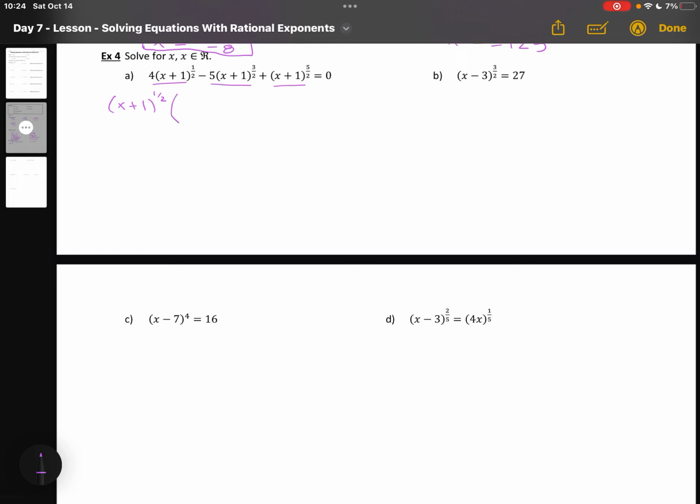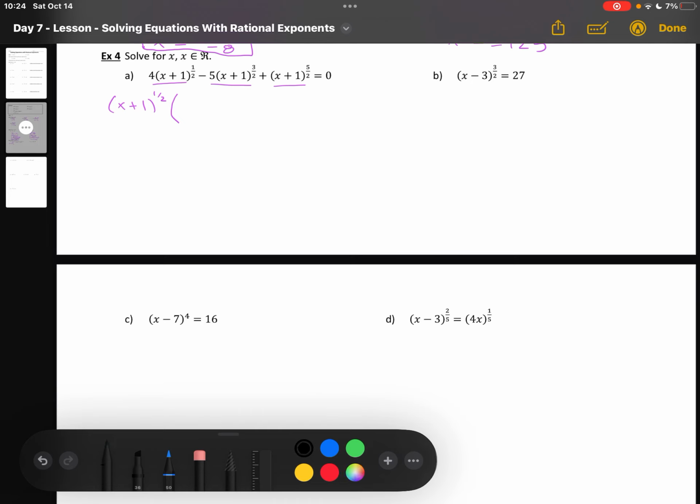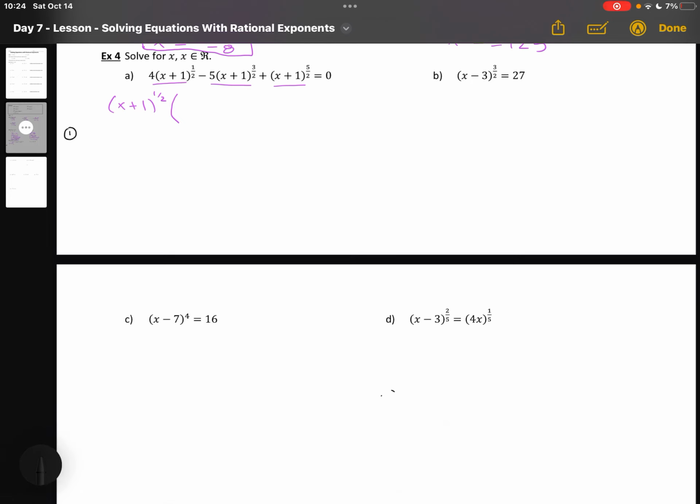So in my first spot, the first thing that I'm doing is I'm going to take the first term in my equation and I'm factoring out, or I'm dividing out, x plus 1 to the 1/2. So those parts cancel and I'm left with just 4. The second thing that I'm going to do is I'm going to take the second term in my equation. So 5 times x plus 1 to the 3/2. I should have the minus there so I don't forget to include that.